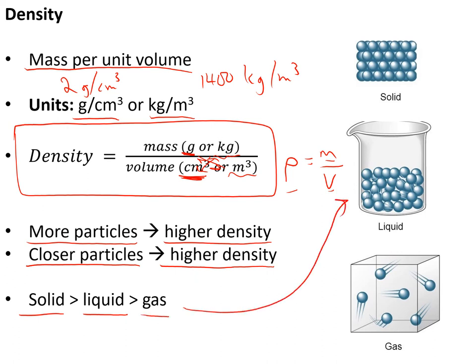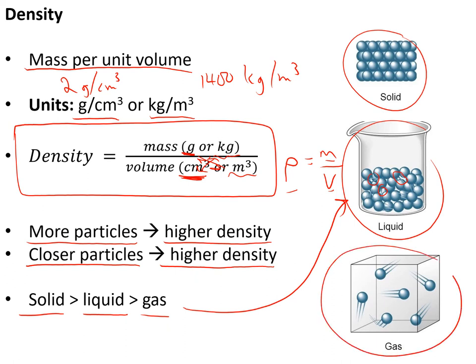So in a solid, the particles are really tightly packed. There are no spaces. They're completely touching each other. So there are a lot of particles in a small space. In a liquid, although the particles are still touching, you can see there are these little gaps in between some of them, so they're not quite as tightly packed, and that means there are fewer particles in a given volume, which means the density is less. And in a gas, there are large spaces between all the particles, and so you get very few particles in the same amount of space, and so the density is very low.